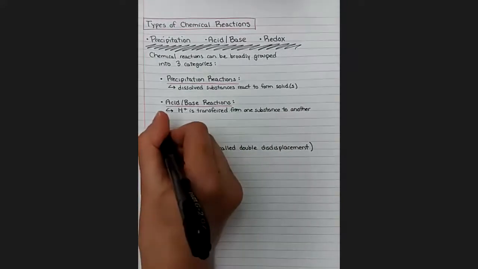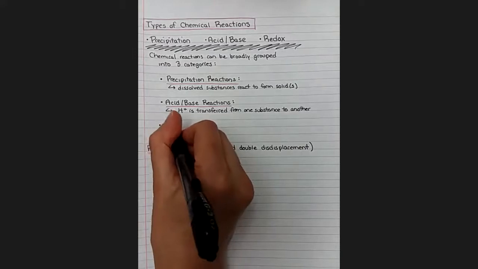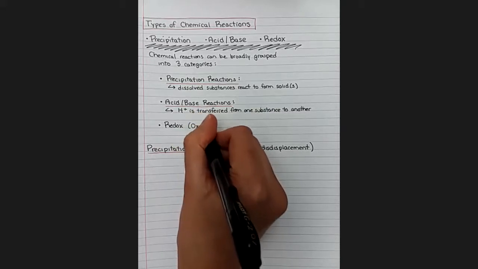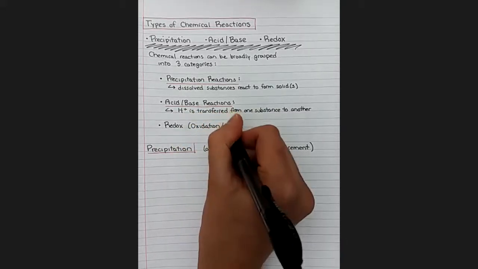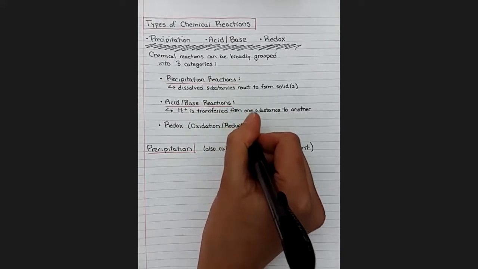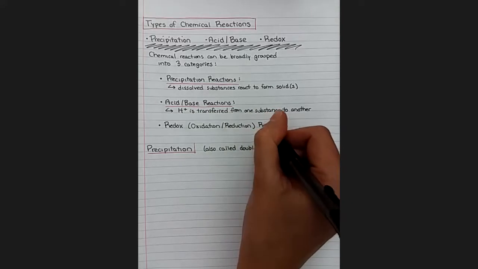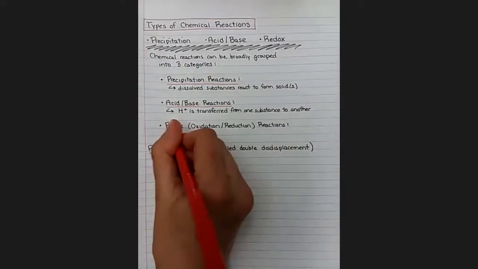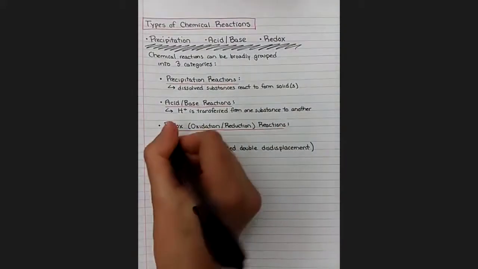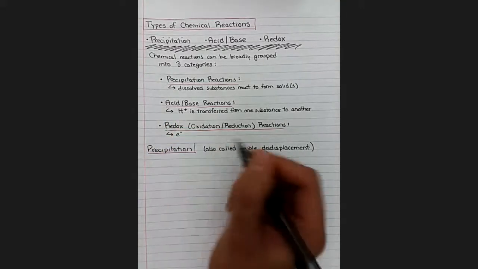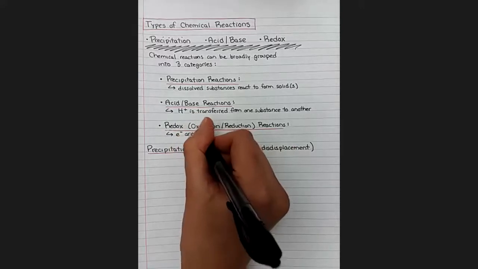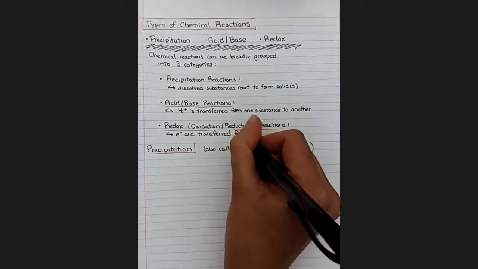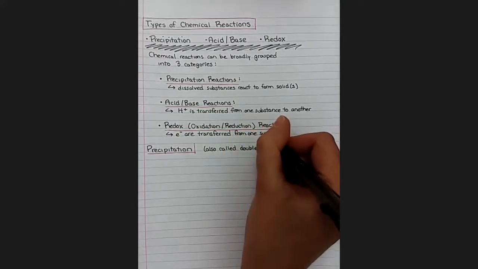More on that later. The third type of reaction is called redox. Its formal name is oxidation reduction reactions. But oxidation reduction takes too long to write, so we took the first syllable of each word and smooshed it together and called it redox. So this type of reaction is also a trade, but instead of trading protons, we are trading electrons. Electrons are transferred from one substance to another in a redox reaction.